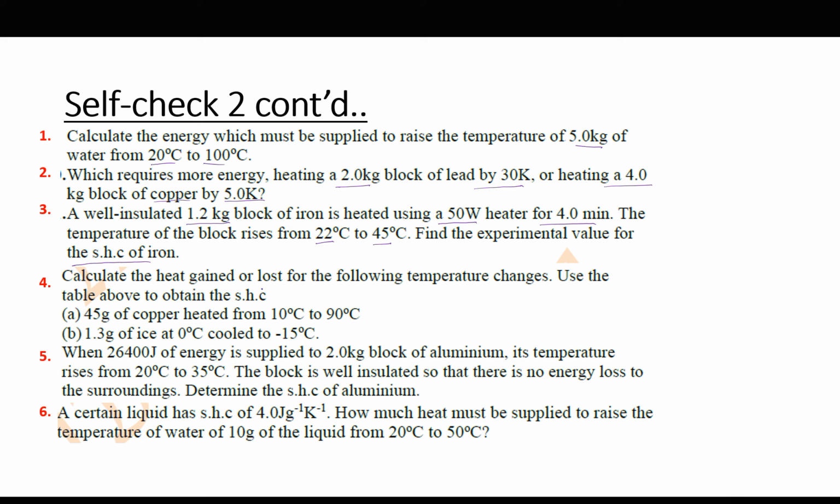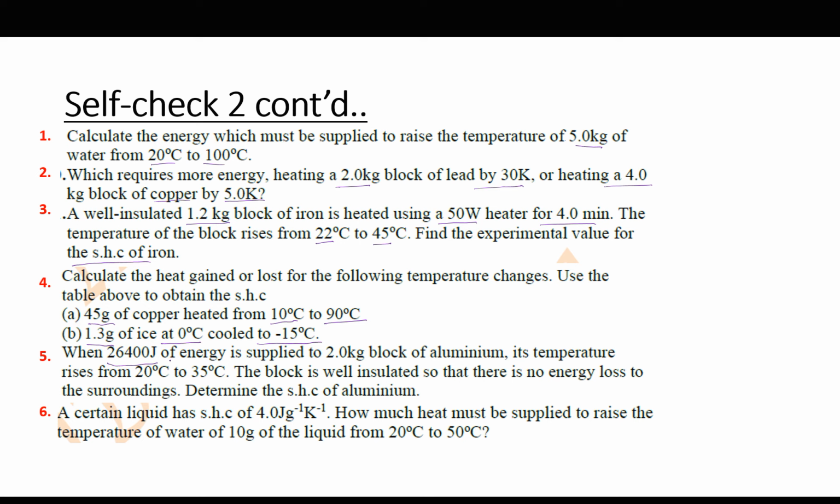Calculate the heat gained or lost for the following temperature changes. Use the table above to obtain the specific heat capacity. The table is on the previous slide. 45 grams of copper heated from 10 degrees Celsius to 90 degrees Celsius. 1.3 grams at 0 degrees Celsius cooled to negative 15 degrees Celsius.